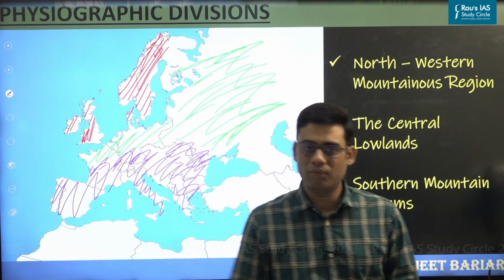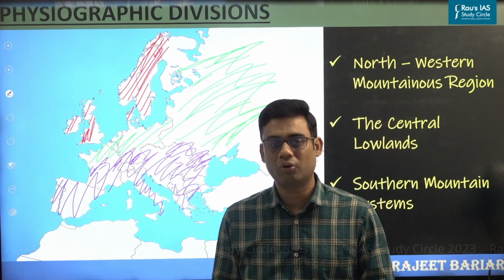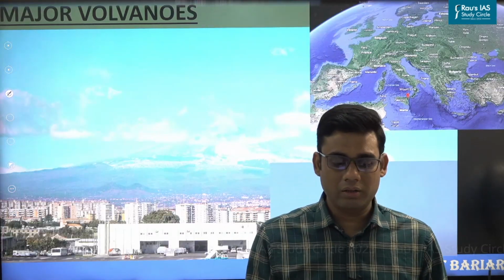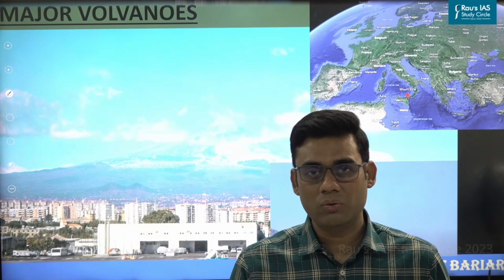So these are the three physiographic divisions of Europe. Now going beyond that, taking a look at the major volcanoes of Europe. Now Europe has a lot of volcanoes. Obviously the question would be why?